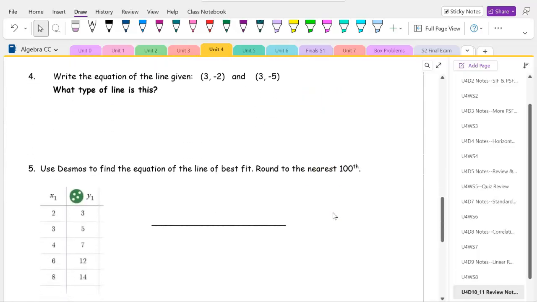All right, next up, number 4, write the equation of the line given these points. What type of line is this? I want you to notice that they didn't tell us what form to put our equation in. There's another hint. Both of our x's are 3's, and that means our equation is x equals 3. Because of that, we know this must be a vertical line.